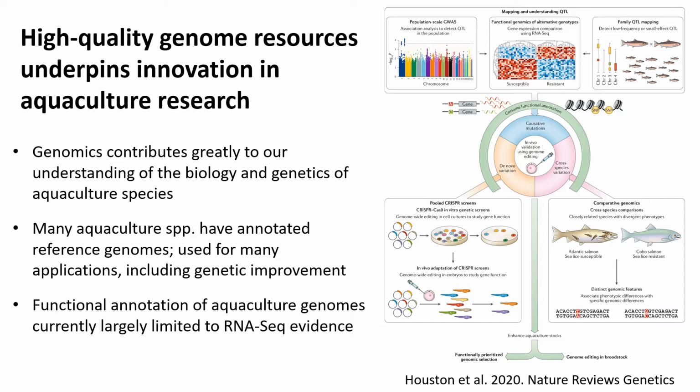Genomics and functional genomics already plays a key role in aquaculture research, informing our understanding of the biology and genetics of aquaculture species, and then it's also, of course, critical to exploiting such knowledge. All the major aquaculture species have annotated reference genomes of different qualities that are being widely utilized by the research community and by industry. However, to date, the functional annotation of these genomes is almost exclusively limited to RNA-seq evidence, and we have a poor overall global understanding of many regulatory and epigenomic features in farmed fish and shellfish genomes, but this knowledge is building up quickly.